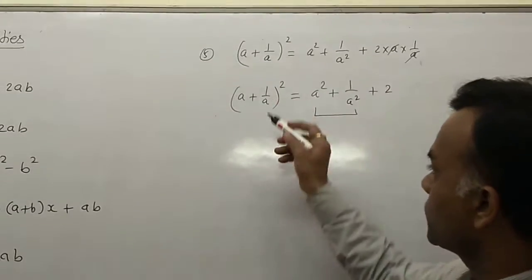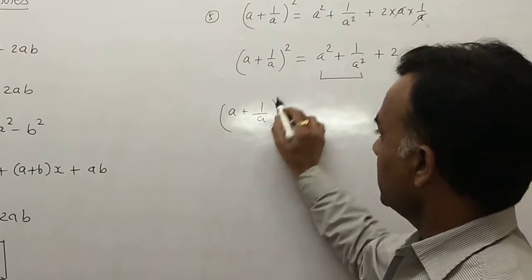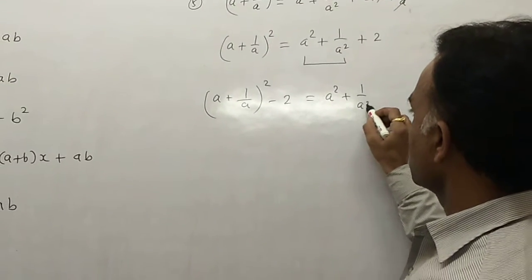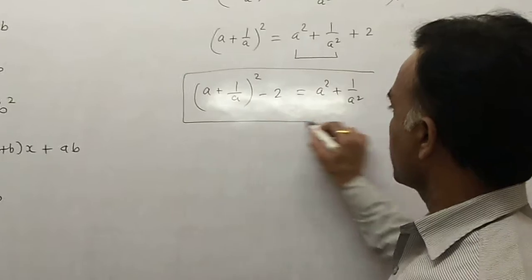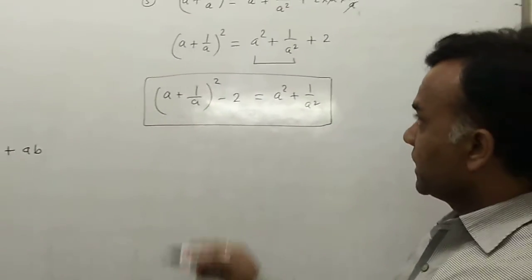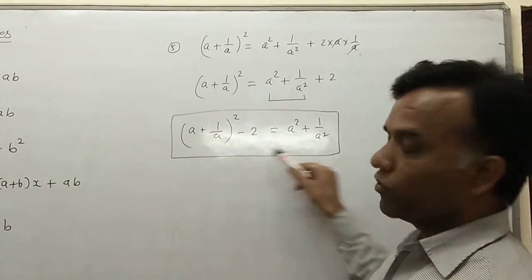This plus 2 moves to the other side. So a plus 1 by a of whole square minus 2 gives a square plus 1 by a square. This is another form of the same square. If any value is given with its reciprocal term as a sum in a whole square, then you expand it and find the solution.